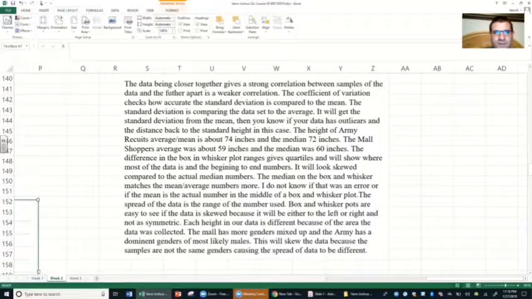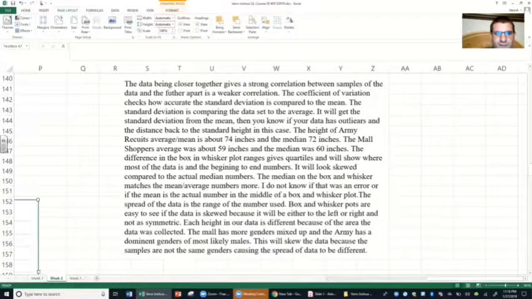The coefficient of variation checks how accurate the standard deviation is compared to the mean. The standard deviation is comparing the data set to the average. It will get the standard deviation from the mean. Then you know if your data has outliers, and the distance back to the standard height in this case.